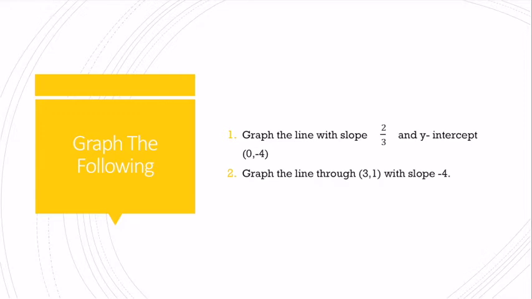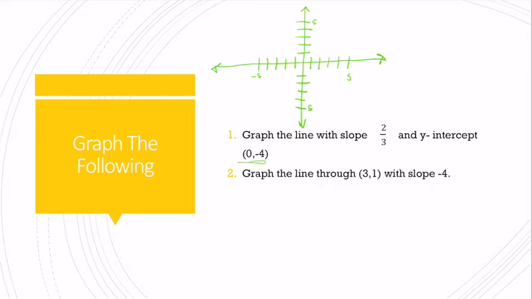So why don't we go ahead and graph the line with slope 2/3 and a y-intercept of when x is 0, y is negative 4. So let's try and be a little bit neater. 1, 2. I'm trying to make this very uniform. Okay, not bad. I get myself like a B+ on this coordinate plane.